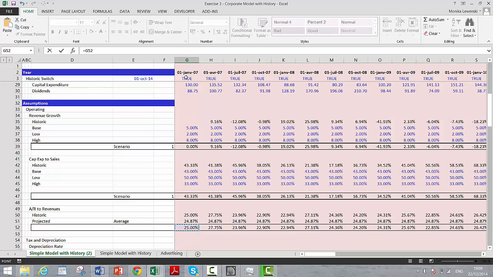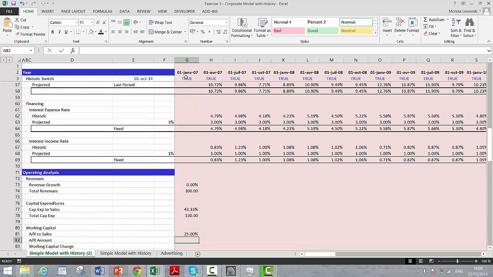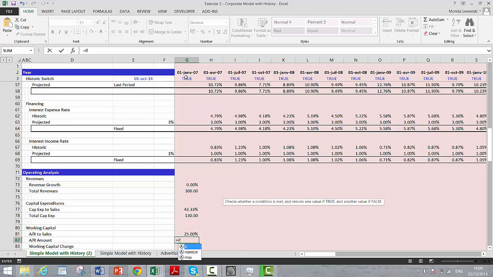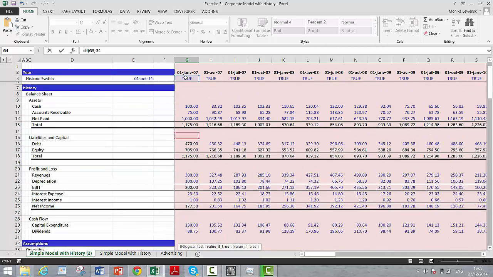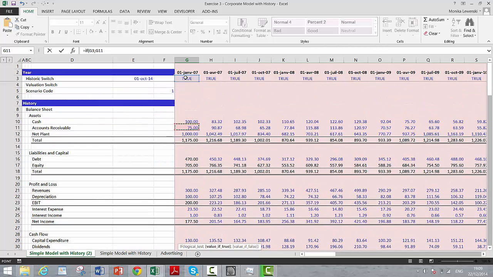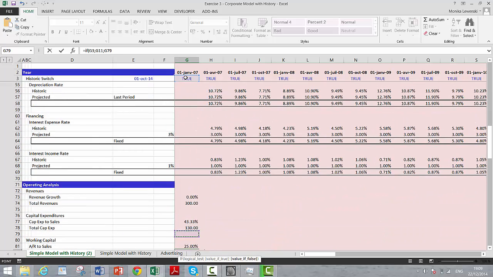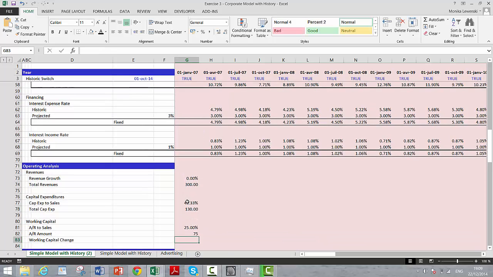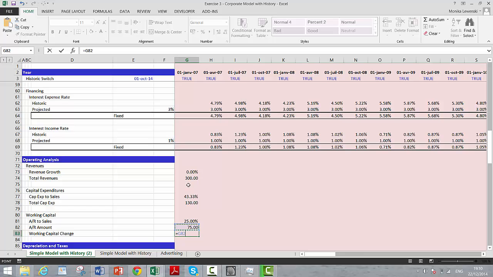Okay, for the accounts receivable or AR to sales, we do the same thing. We get our assumptions, and then if it's the history, then we take the actual amount. I don't know if you really have to do this because of the way we set it up. It would work either way, but we multiply that by the sales. Oops, did I do that okay? No. Then we take this and we multiply it by the total revenues. Okay, and then now we can get the working capital change as this one minus the last one.